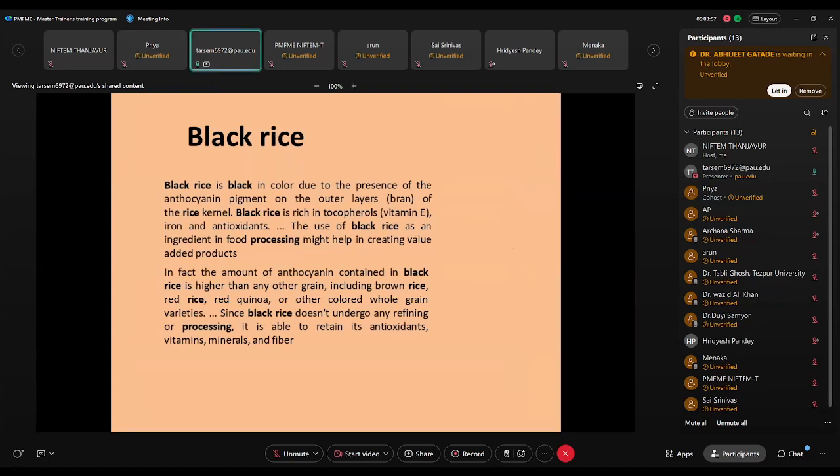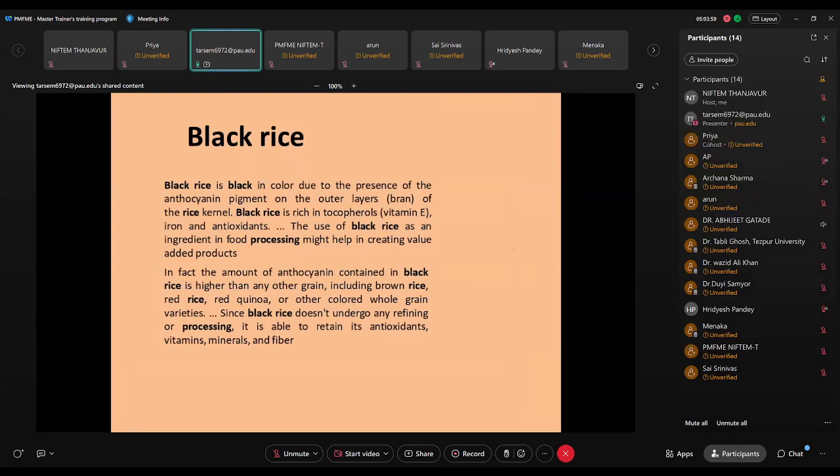Black rice is black in color due to the presence of anthocyanin pigment in the outer layers, or the bran, of the rice kernel. It is very rich in tocopherols, vitamin E, iron, and antioxidants, and the use of black rice as an ingredient in food processing may help in creating value added products. If we add some black rice into other formulations, it will surely increase their nutritional value.